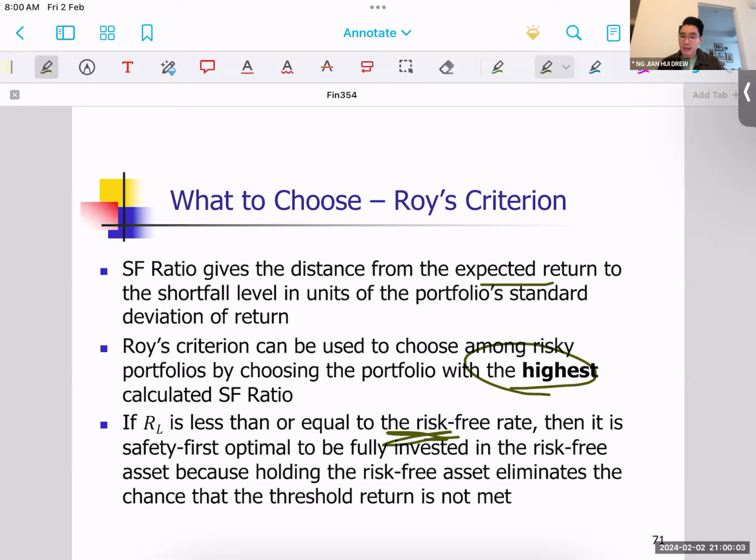What does this mean? Let's say what your client wants, RL, is 5% return. However, you know that your risk-free asset is giving you 7% return. Then as a portfolio manager, you must tell your client, use your money, invest in risk-free at 7% return. You don't need to buy any other asset, because your RL is less than or equal to your risk-free rate. So you might as well just fully optimize by buying risk-free.